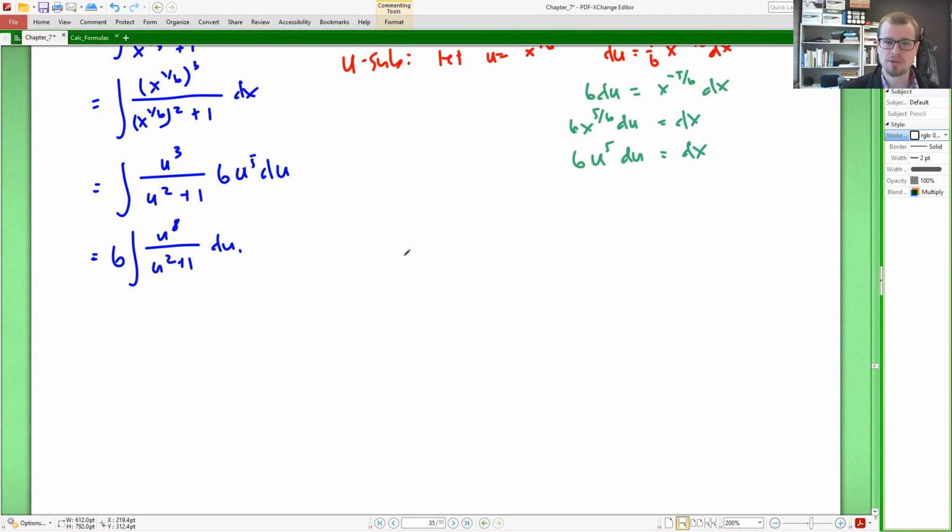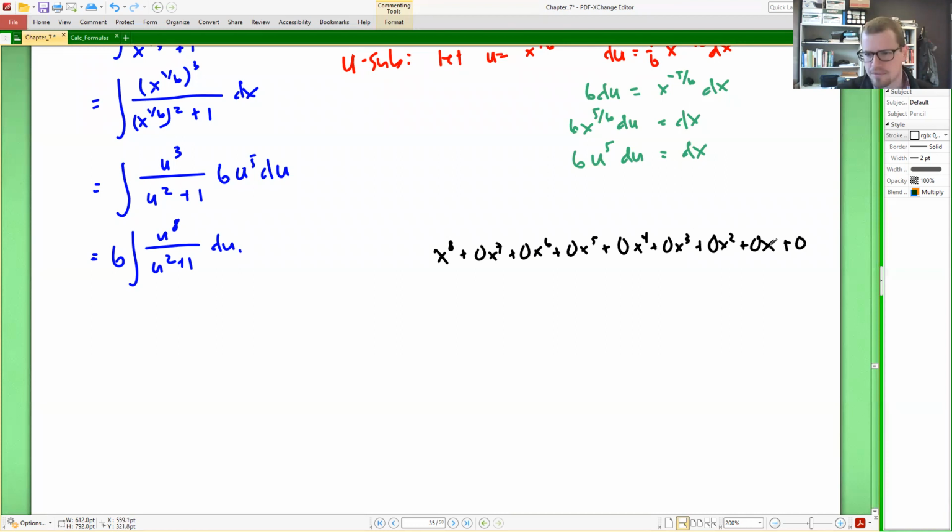So the polynomial in the numerator is just x to the 8th power. But we want to recognize that that's plus 0x to the 7th, plus 0x to the 6th, plus 0x to the 5th, plus 0x to the 4th, plus 0x cubed, plus 0x squared, plus 0x plus 0. Why do I want to recognize that? Because when I'm performing polynomial division, I need all of the terms, all of them.